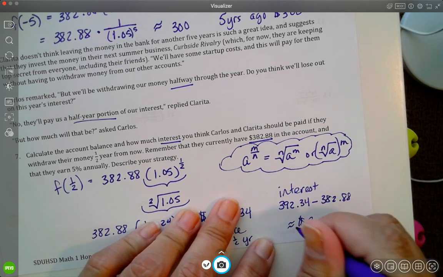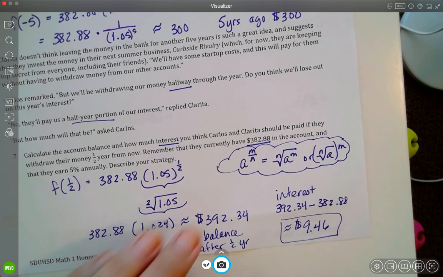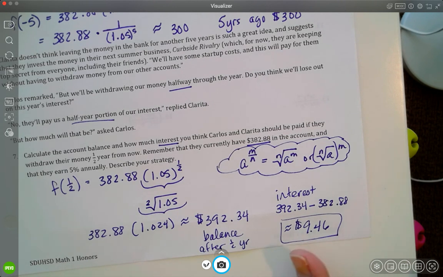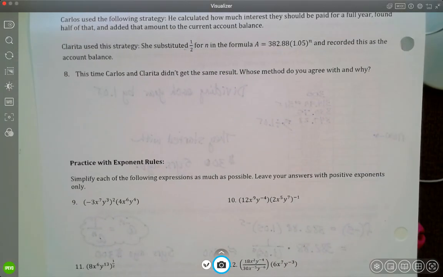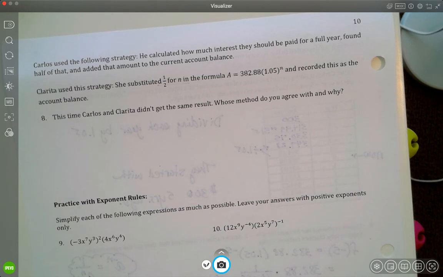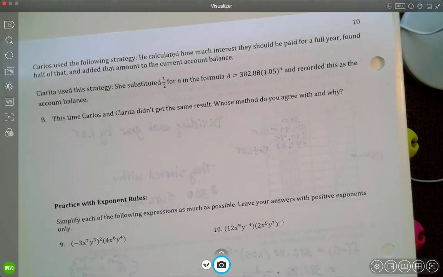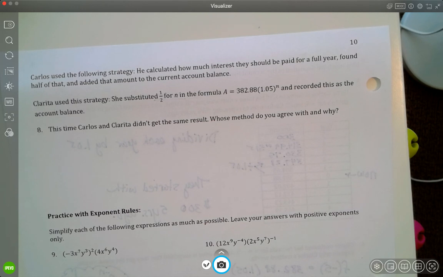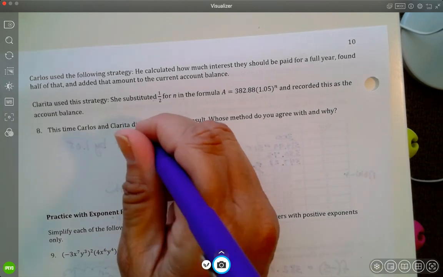That's how much the interest is. All right. So Carlos used the following strategy. He calculated how much interest they should be paid for a full year and then found half of that and then added that amount to the current balance. Clarita used this strategy. She substituted 1/2 for n in her formula and recorded this as the account balance. So this time, Carlos and Clarita didn't get the same result. Whose method do you agree with and why?